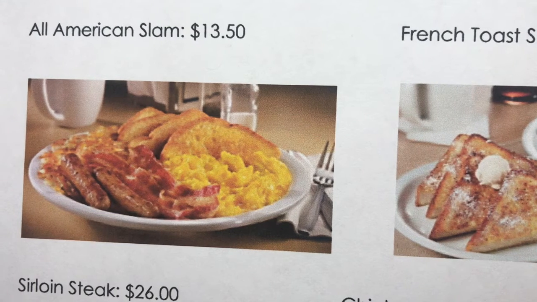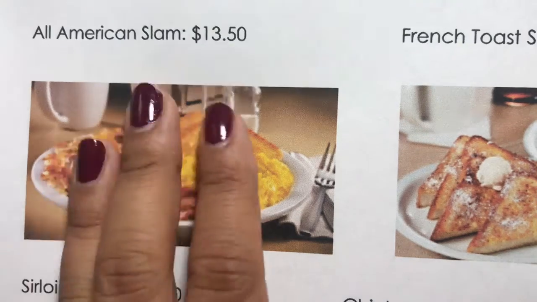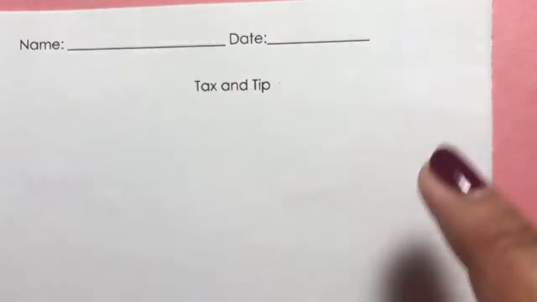So that's what we're going to go over today, really, really quick, because the reason why we can go over it really quick is because tax and tip uses the same methods that we've been using. It is just called tax and tip. So, all right. So let's say I'm gonna buy this All-American Slam. So turn to the back of your worksheet, to this worksheet that says tax and tip.